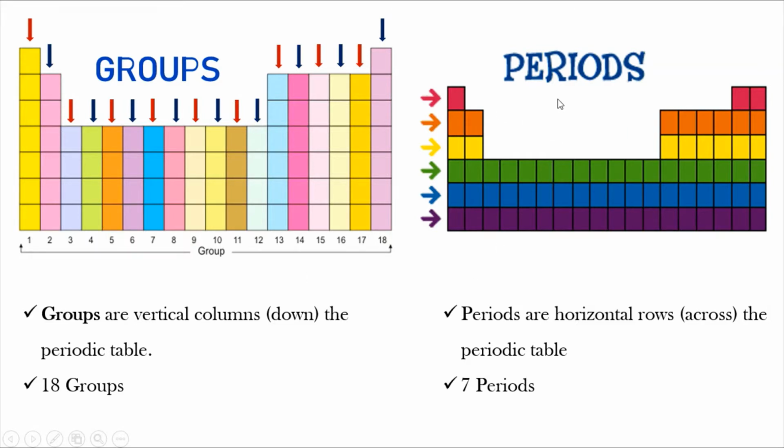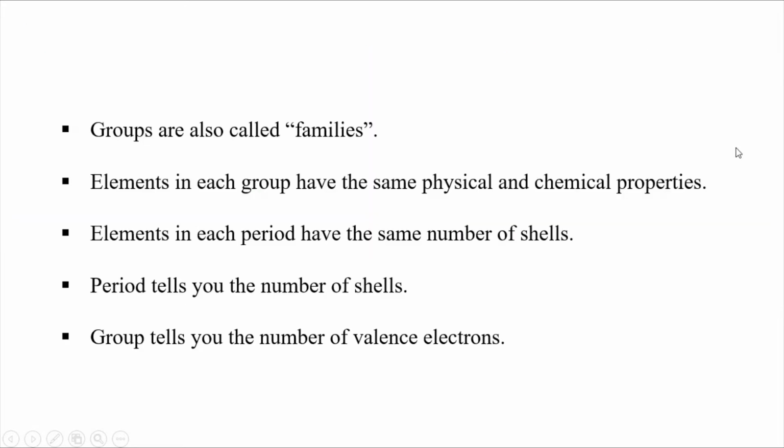Then what do you mean by periods? Period means periods are horizontal rows across the periodic table. There are 7 periods in the periodic table. Groups are also called families.